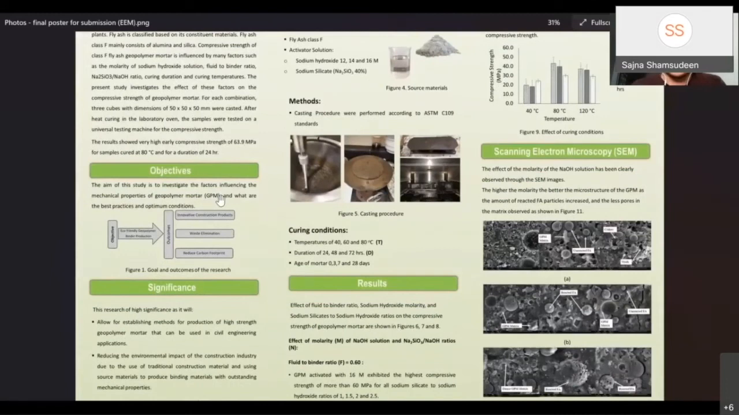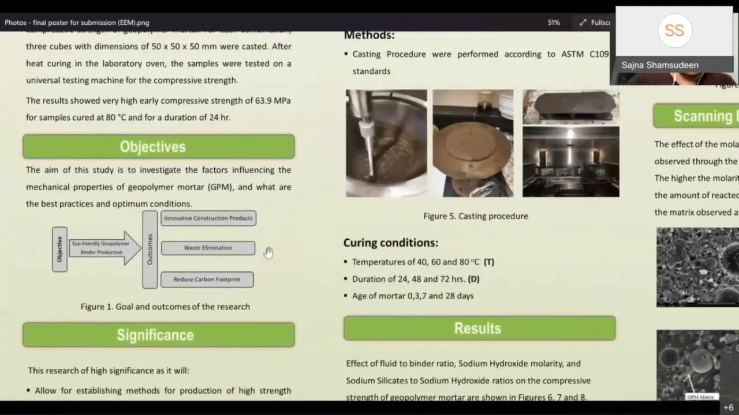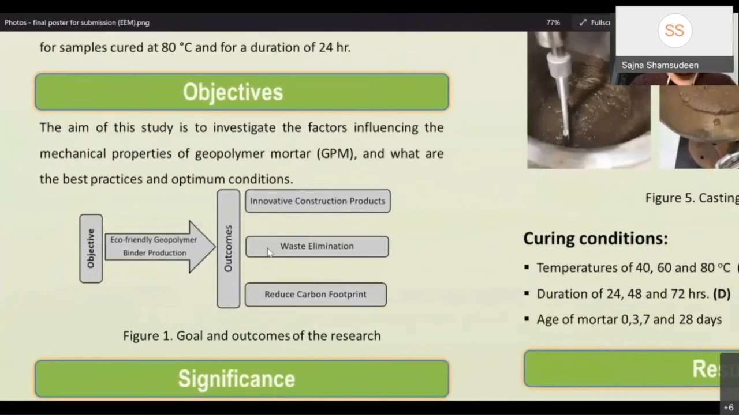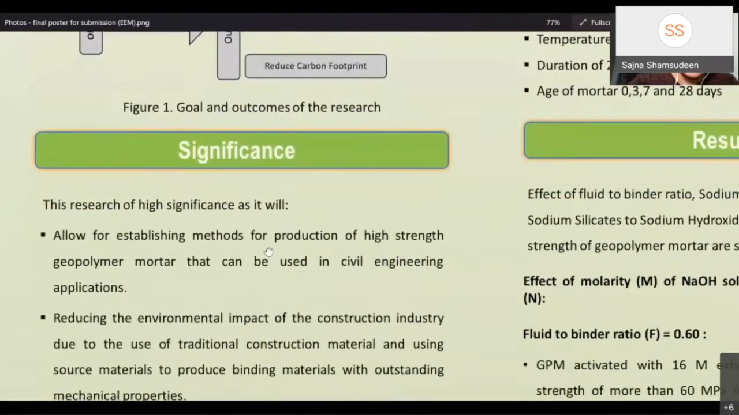The objective is to investigate the factors influencing the mechanical properties of geopolymer mortar and what are the best practices and optimum conditions. The objective of producing geopolymer binder is that it's an innovative construction product. It can reduce waste. Also, it reduces the carbon footprint.